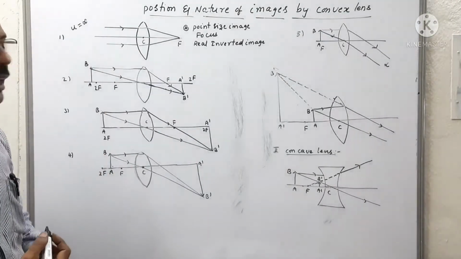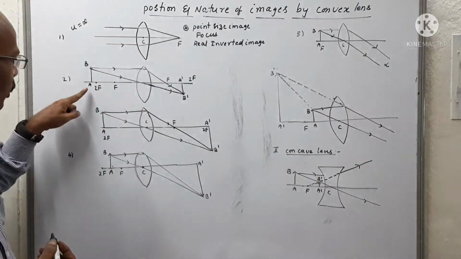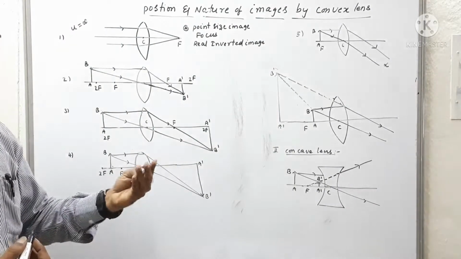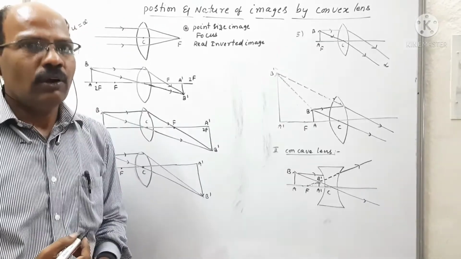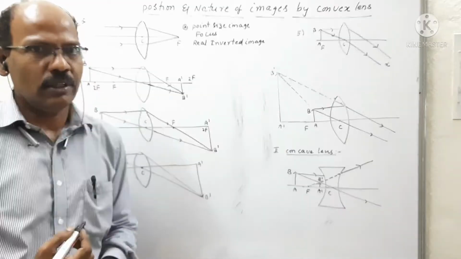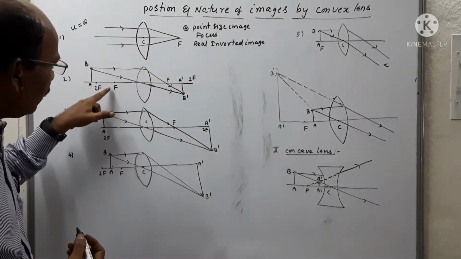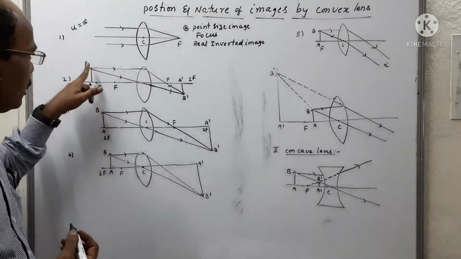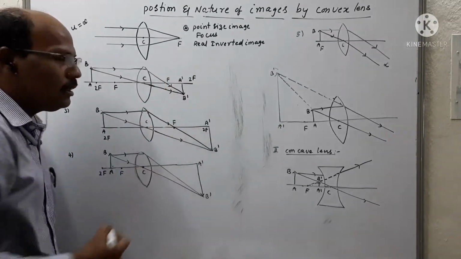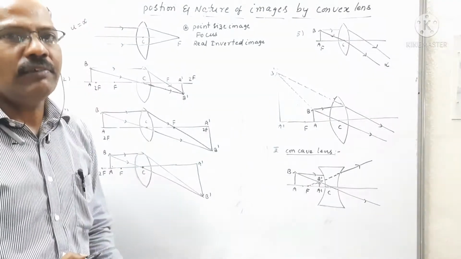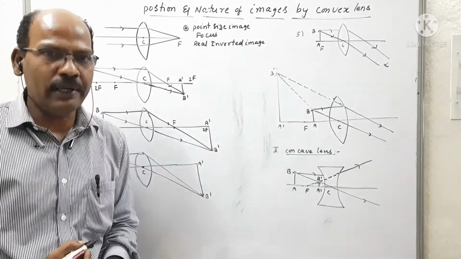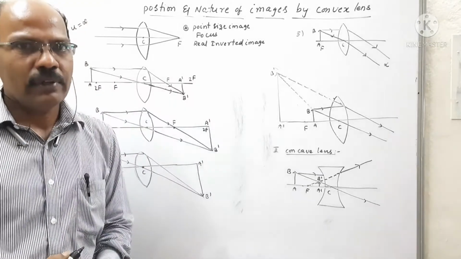Coming to the second case, when the object lies beyond the 2f value. Already we explained that in order to locate the position of image, we consider only two rays. One is the ray which is parallel to the principal axis, and another one is the ray which is passing through the optic center, that is passing undeviated. So by the consideration of the two rays, we can easily identify the location of the image.